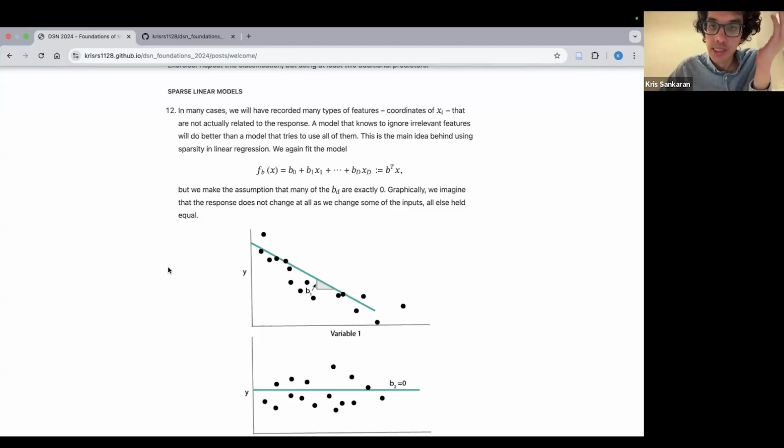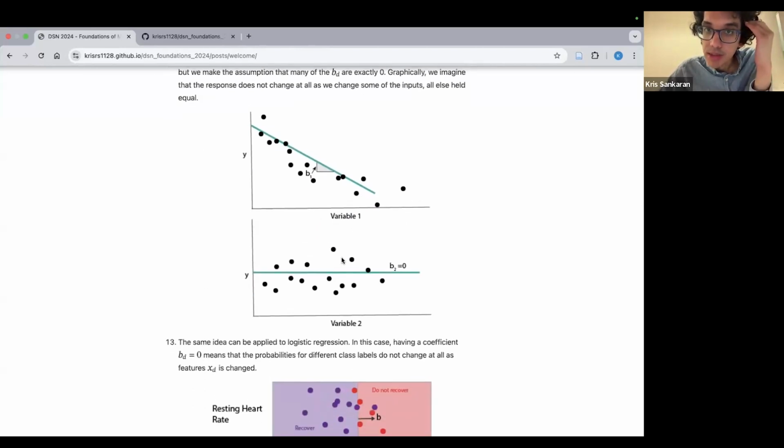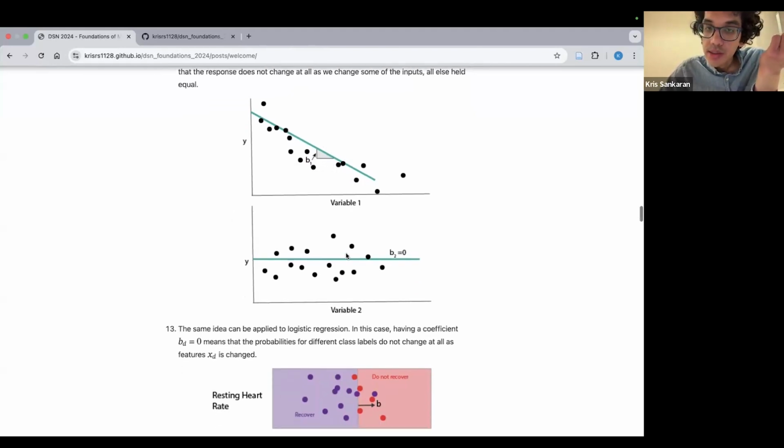Mathematically, how do you tell a model that only some of the features are relevant? You can write down the same kind of linear model as before, but now you tell it that only some of the coordinates, only some of the B coefficients, should be non-zero. Everywhere where it's zero won't have any influence on the prediction. So this is called sparse linear regression. And this is the picture that I have in mind. Variable one would be a non-zero B. It has some actual influence on the response. This is a variable where the B should be zero. Changing this variable has no influence at all on the response.